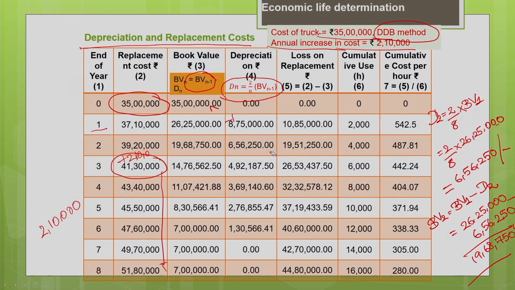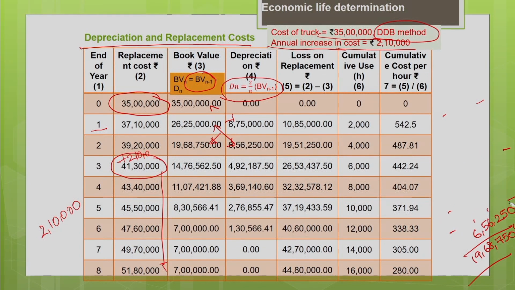So, basically if you subtract the book value at the end of the first year minus the depreciation for the second year, you will get the book value at the end of the second year. Okay. So, one more example, sample calculation I will show, so that your understanding will be better.